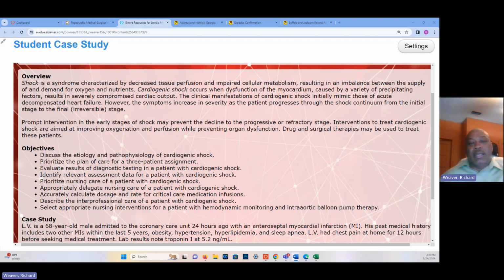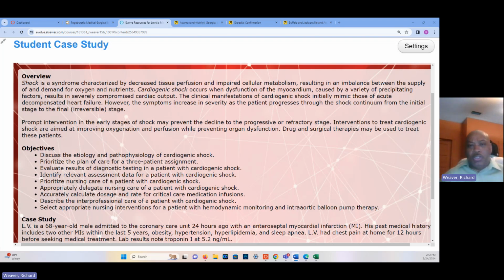Now, a classic sign of shock, of course, is a drop in blood pressure, right? This occurs because of a decrease in cardiac output. Remember, whenever there's a decrease in cardiac output, for whatever reason, the blood pressure is going to drop, meaning your mean arterial pressure is going to drop. Then a narrowing of the pulse pressure will also occur because of this reduction in cardiac output.